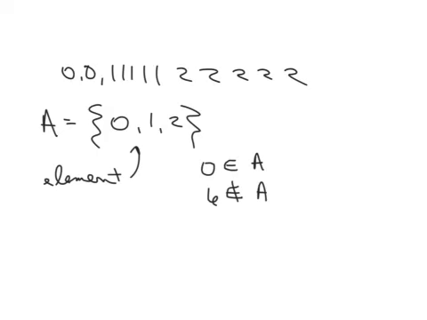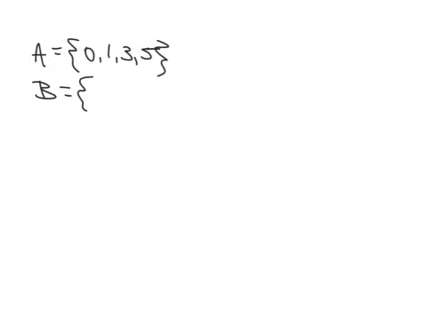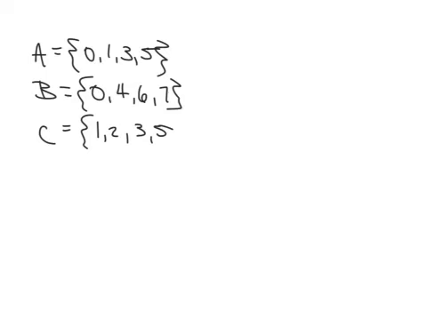Alright, so let's look at an example here. And that's pretty much what this lesson is going through, is just some new material here. It might not be new to you. Maybe you've had this before. I hope you've had it before. Set A is 0, 1, 3, 5. And let's say we have set B. And set B has 0, 4, 6, and 7 in it. And set C has the elements 1, 2, 3, 5, and 7 in it.